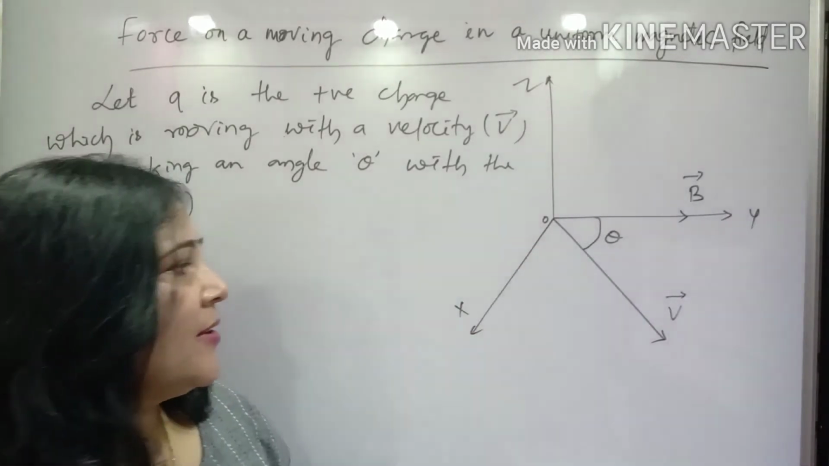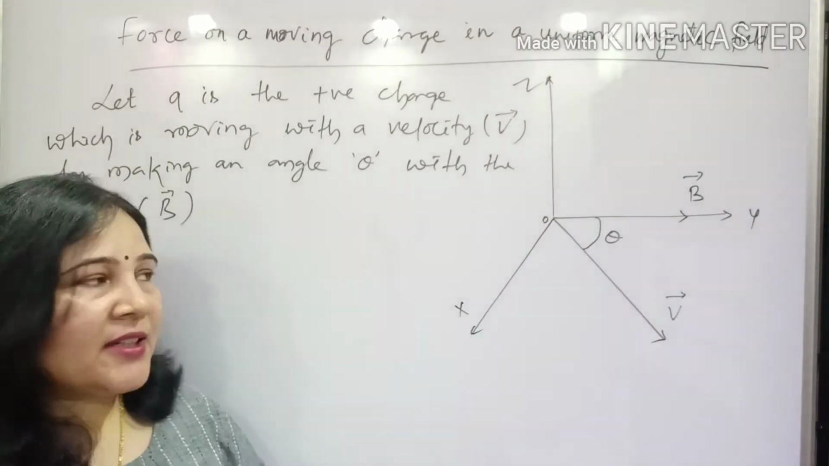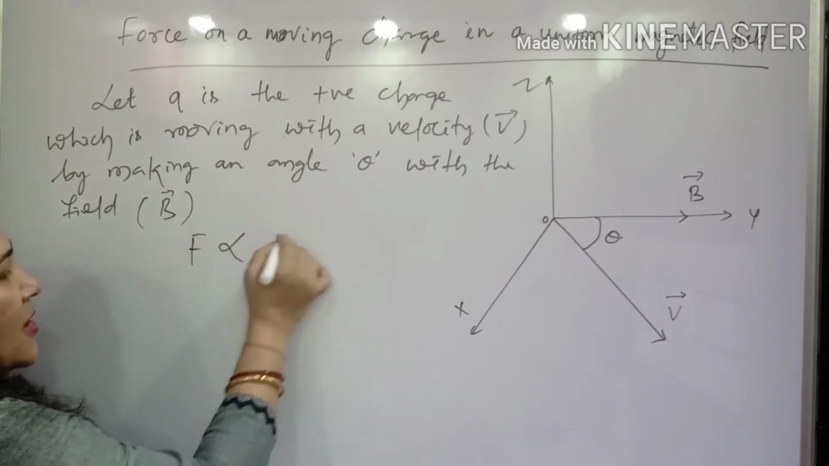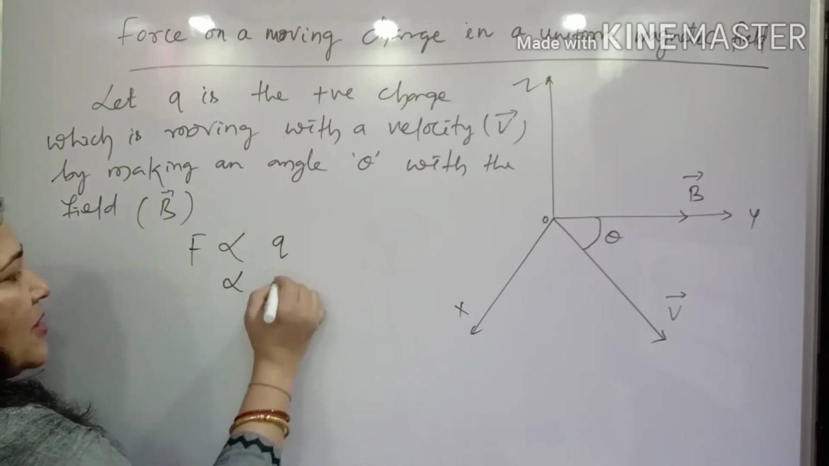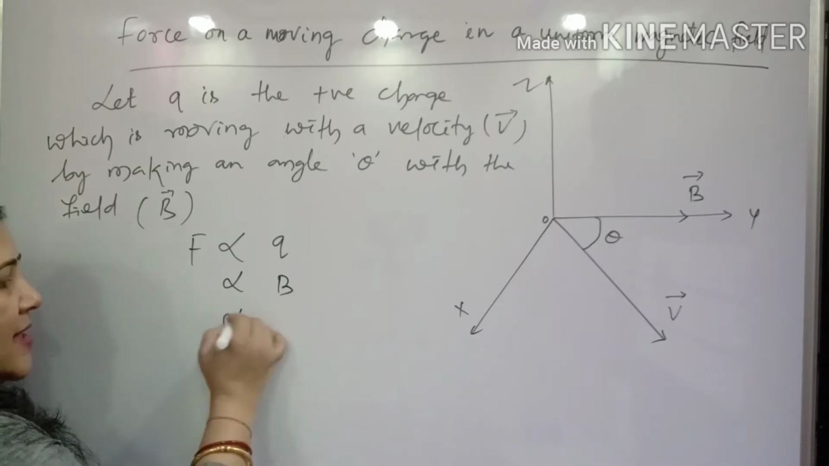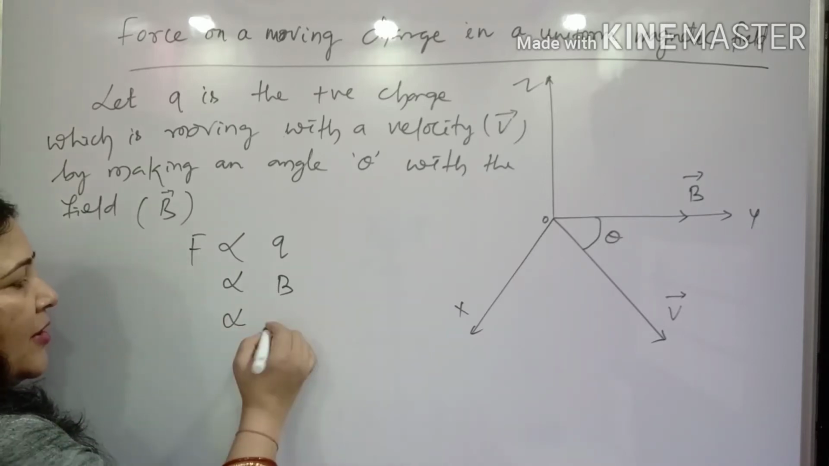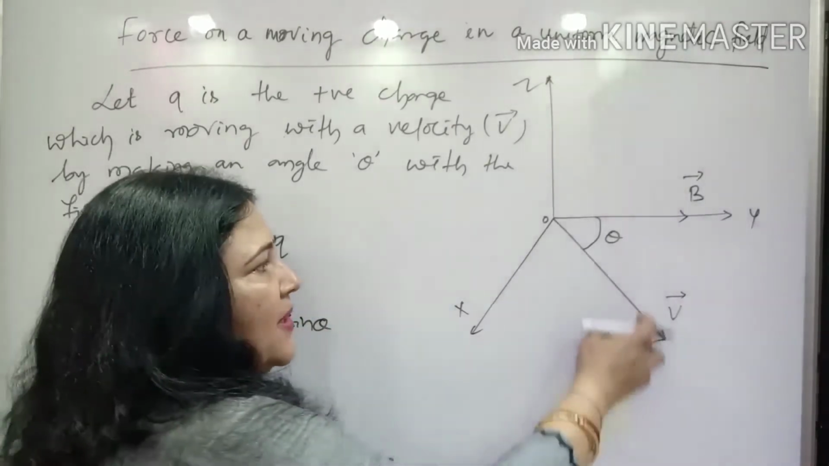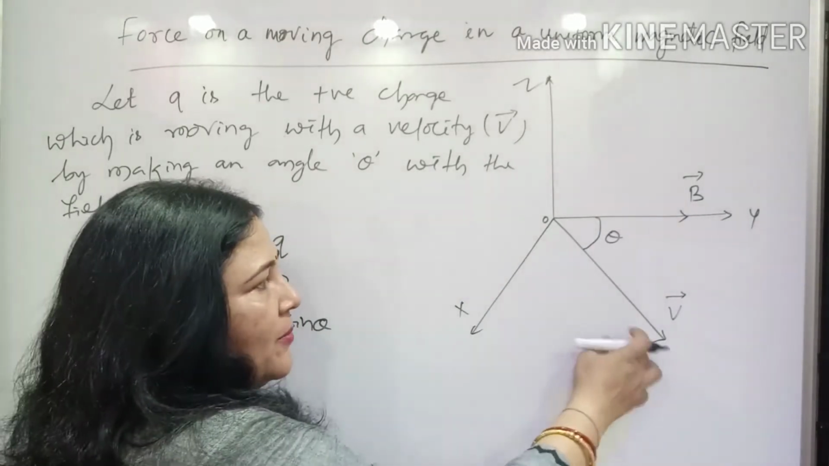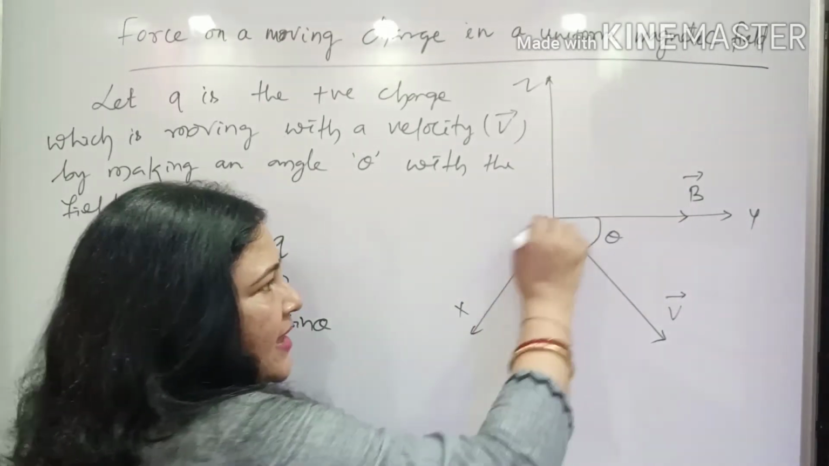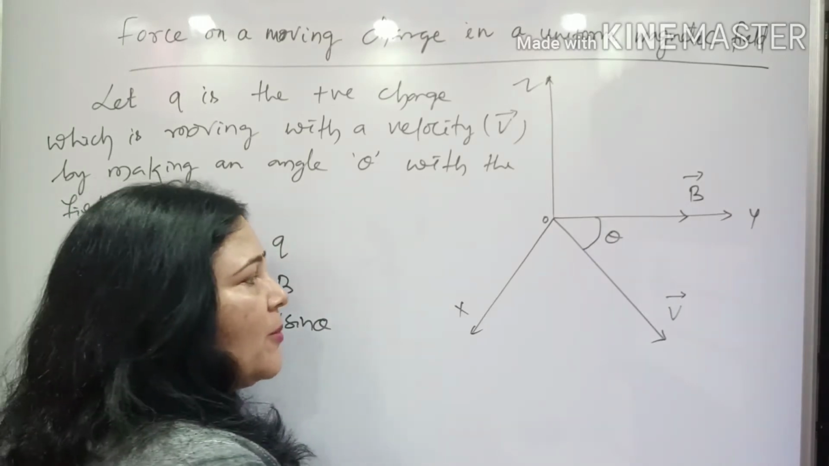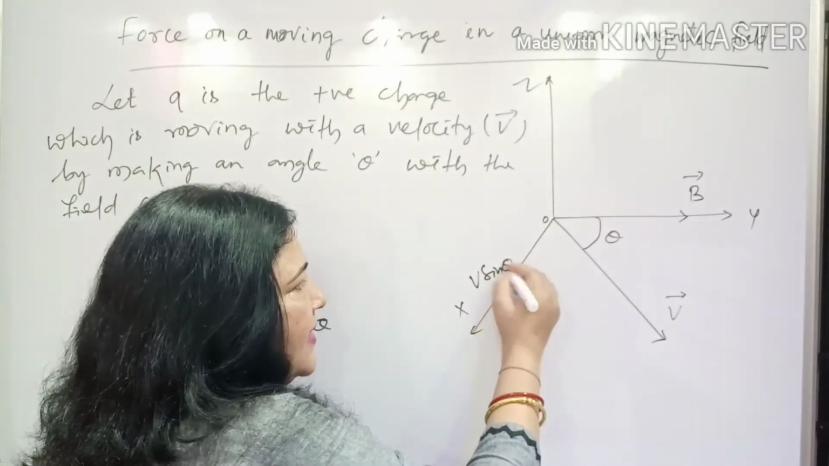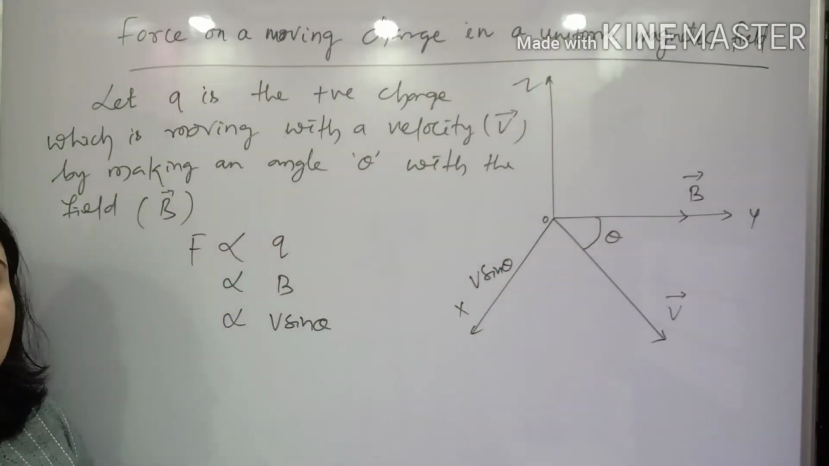Now experimentally it is found that the charge which is making an angle theta with the field is going to experience a force, and that force is directly proportional to the charge Q. It is directly proportional to the magnitude of the field, that is B. It is directly proportional to the component of velocity that is perpendicular to the magnetic field. That means you can see here V is making theta with this magnetic field B, and its components, one component acts along the x-axis and the other component acts along the y-axis. The component which is perpendicular to the magnetic field is the V sine theta component. So that's why it depends on this V sine theta component.